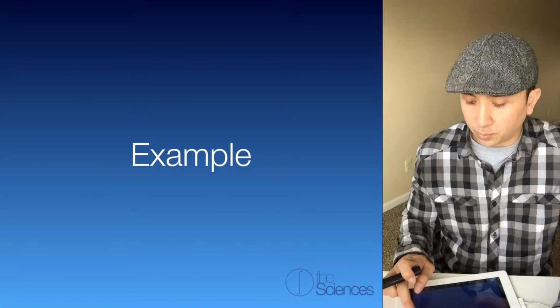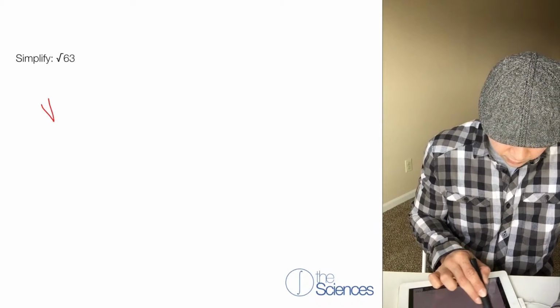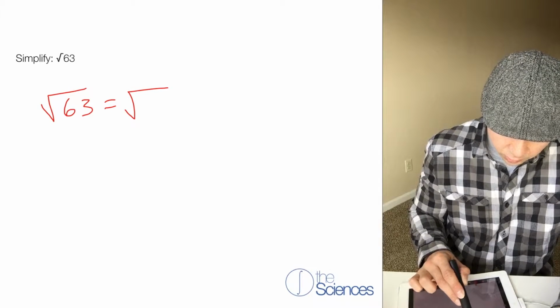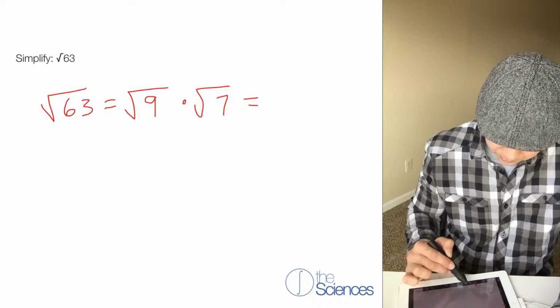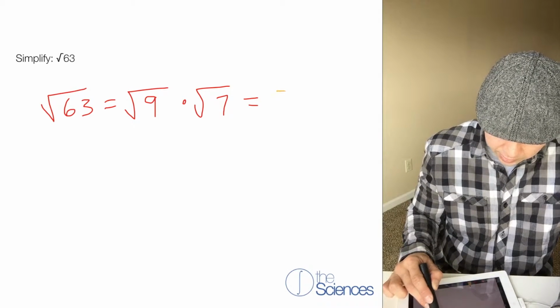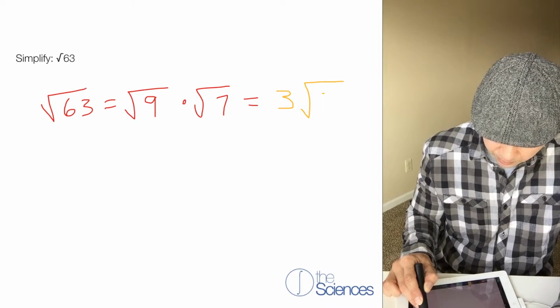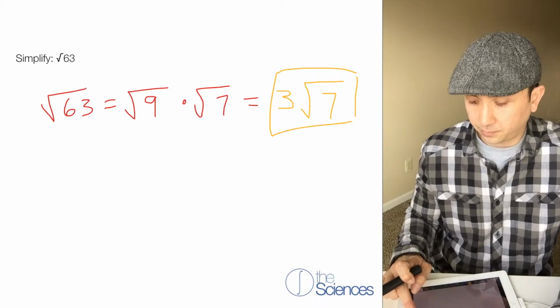So let's do an example. Let's simplify the square root of 63. Well, we can break that down into the square root of 9 times the square root of 7. Well, the square root of 9 is 3, so all we have is we multiply that by the square root of 7. So that's our answer.